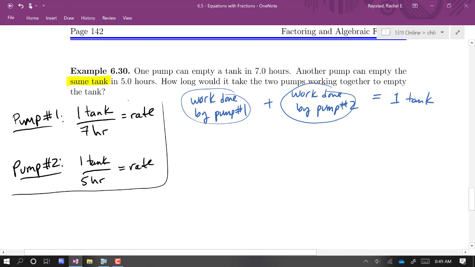So pump number 1, its rate is one tank per 7 hours, so 1/7, times the time. Now the time is the thing we don't know, right? It says, how long will it take for the two pumps working together? So that thing that we're trying to solve for, that's our variable. We'll let t be the time spent working together.